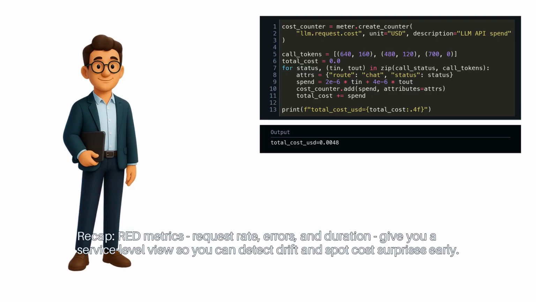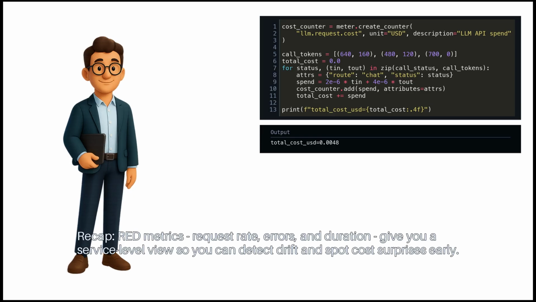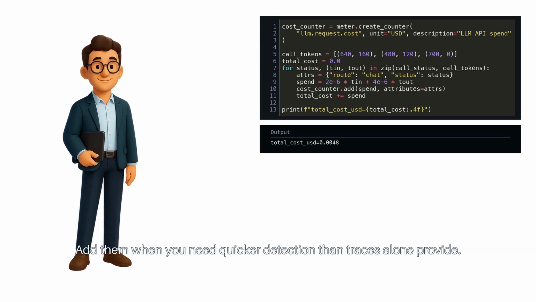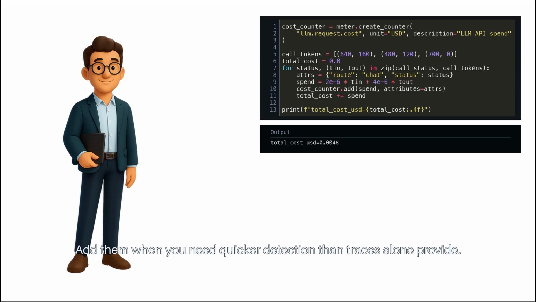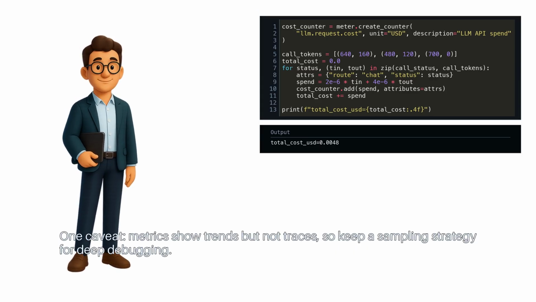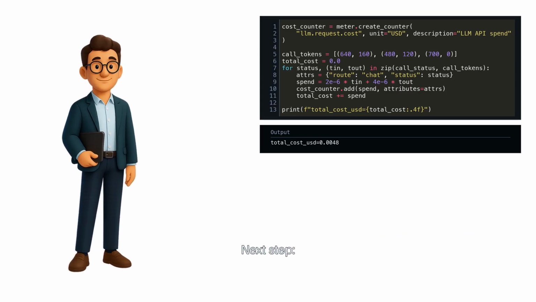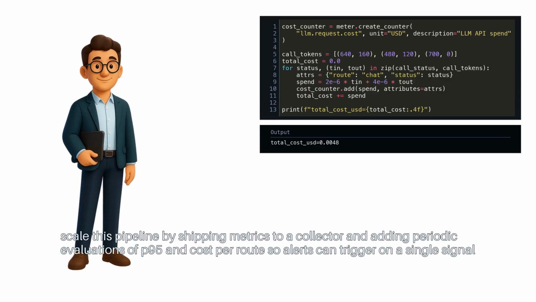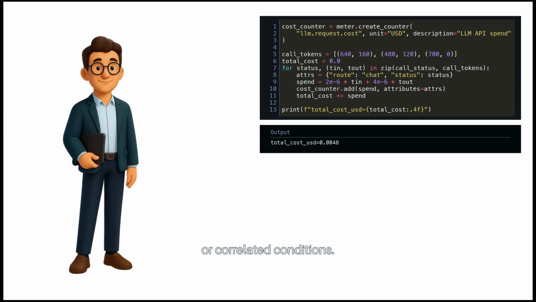Recap: RED metrics, request rate, errors, and duration give you a service-level view so you can detect drift and spot cost surprises early. Add them when you need quicker detection than traces alone provide. One caveat: metrics show trends but not traces, so keep a sampling strategy for deep debugging. Next step: scale this pipeline by shipping metrics to a collector and adding periodic evaluations of P95 and cost per route, so alerts can trigger on a single signal or correlated conditions.